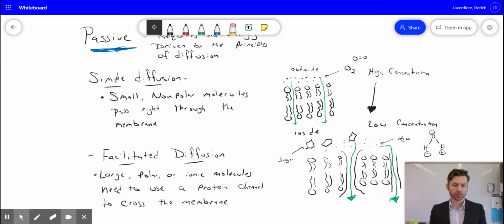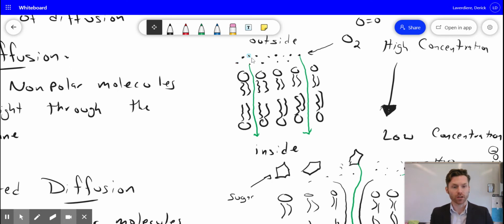Simple diffusion occurs when the molecule that we're moving is small and nonpolar. So these small nonpolar molecules can just go straight across the membrane without any issues. They're smaller than the gaps between the phospholipids that make up the membrane. And because they are nonpolar, they get along with the tails of these phospholipids, and so they don't reject them. So these small nonpolar molecules just slip right through the gaps.